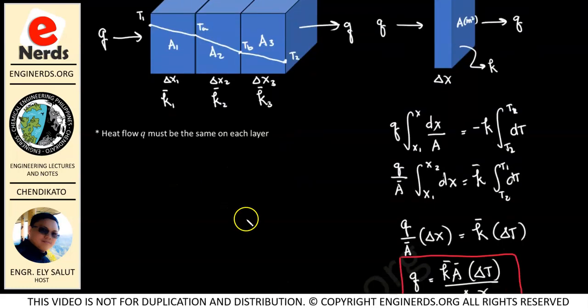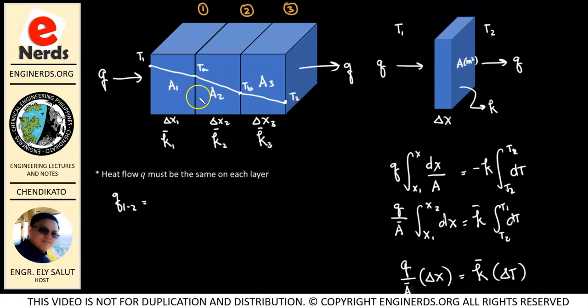So, we said that at steady state, our heat flow Q must be the same on each layer. So, our Q from 1 to 2, okay, from this point to this point, point 1 to point 2, should be equal to the heat that is leaving wall 1, that is leaving wall 2, and leaving wall 3. So, our Q will be the same on each layer. So, bawat layer natin, pare-pareho lang yung Q natin.